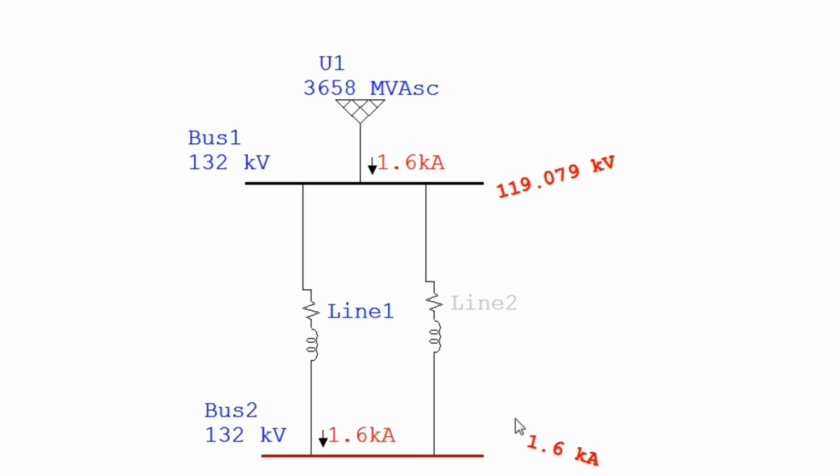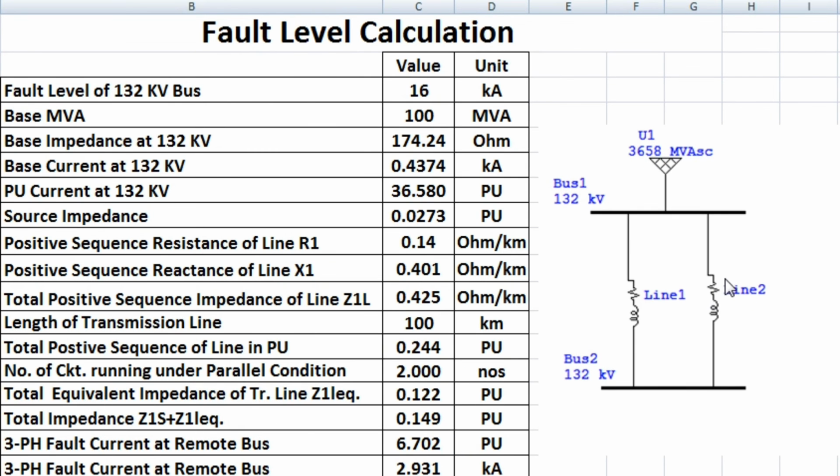Now we'll check whether this simulation is the same as our Excel sheet. Since line 2 is out of service under shutdown condition, we make the number of circuits running in parallel as 1. Under this condition, the 3-phase fault current at the remote end bus comes as 1.613 kiloampere, or in per unit it comes as 3.689 per unit. So we can see that the calculation we have done in the Excel sheet is at par with the ETAP simulation.